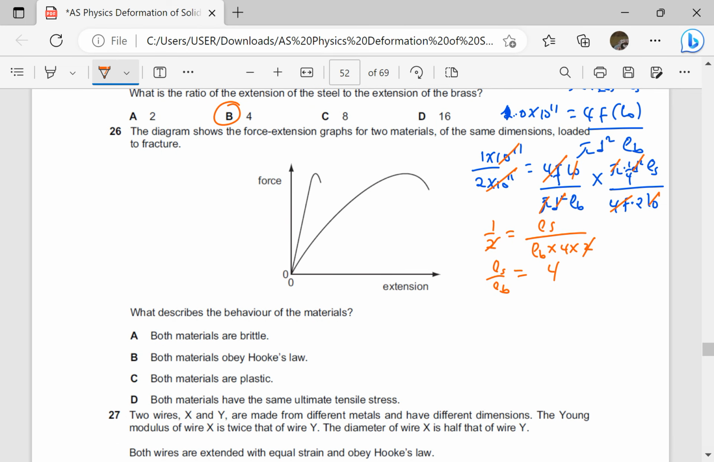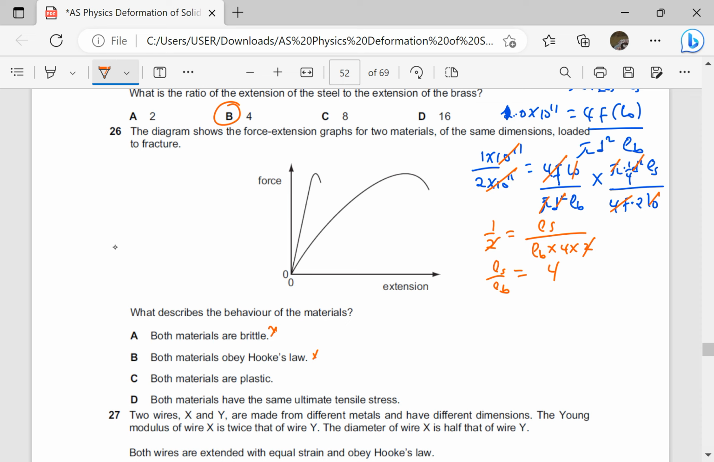The diagram shows the force-extension graphs for two materials of the same dimensions loaded into fracture. What describes the behavior of the materials? So this is showing both materials are brittle. Brittle materials do not break without undergoing plastic deformation. Both materials obey Hooke's law.